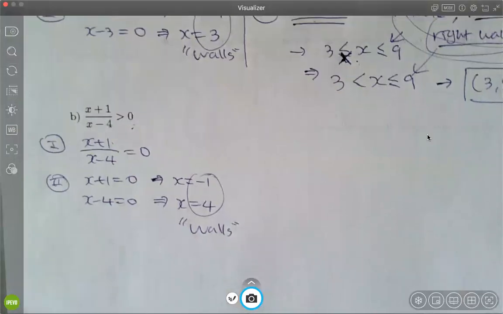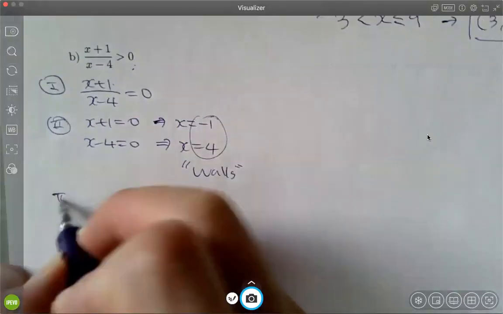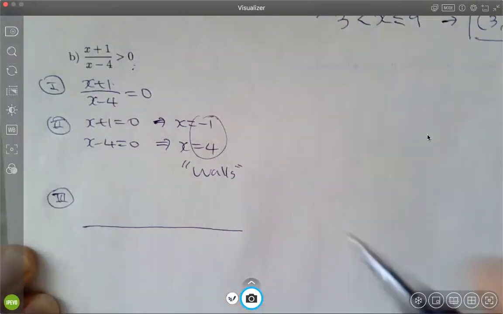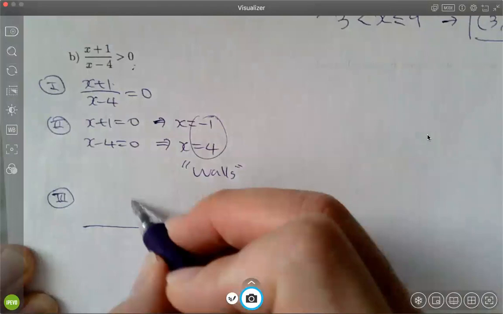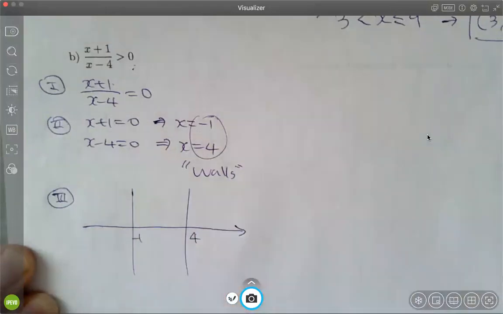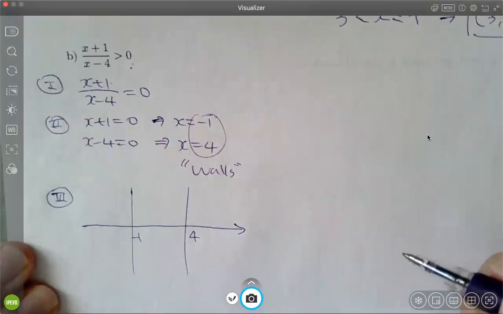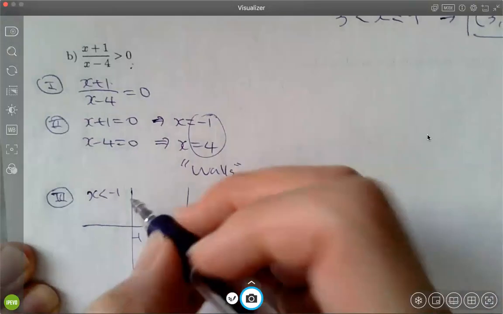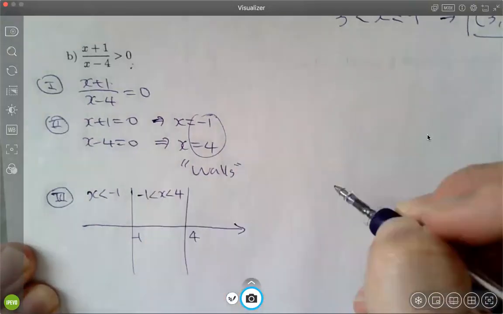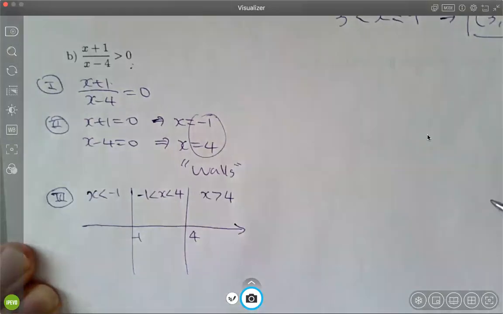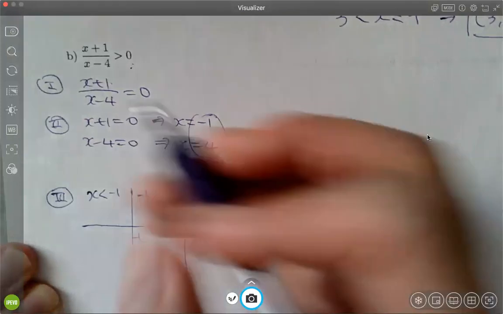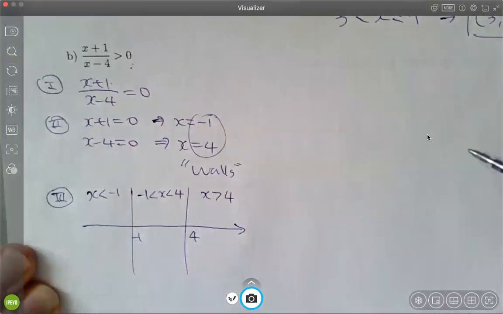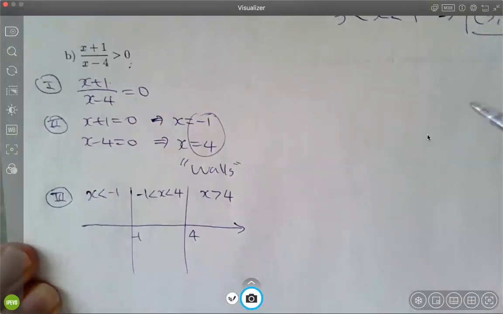Okay, and now the next steps are what we already know. So divide the number line. Here we have two walls, -1 and 4. So the left region is less than -1. The middle one is in between -1 and 4, and the right one is greater than 4, right? And this time we don't put the equal sign because we didn't have an equal to part in the original inequality, okay? And now where is 0? It's right there, in the middle, okay?